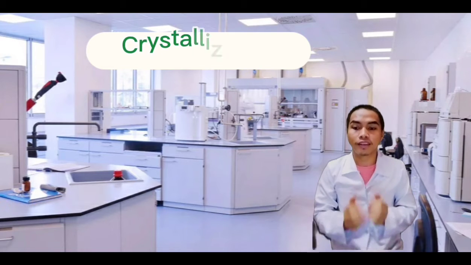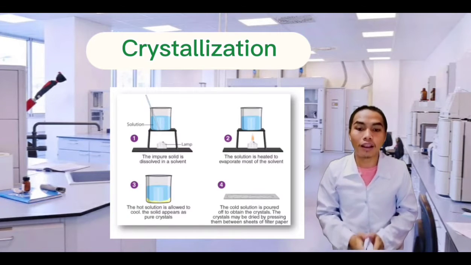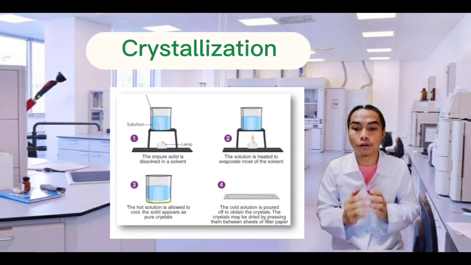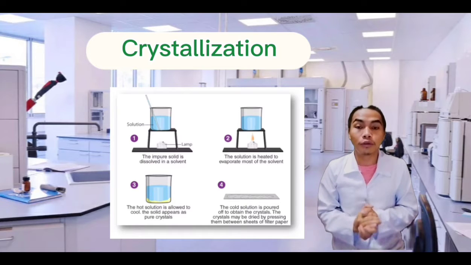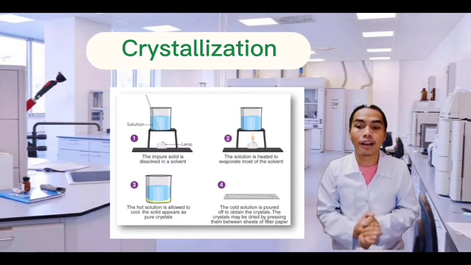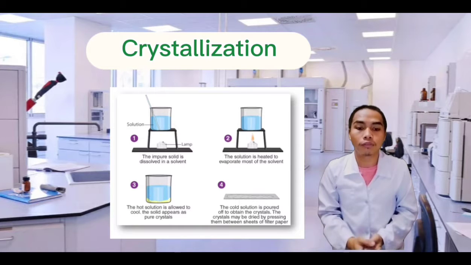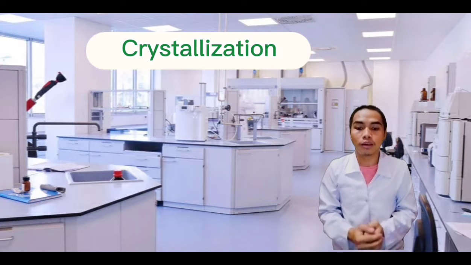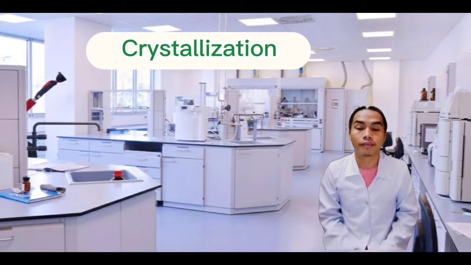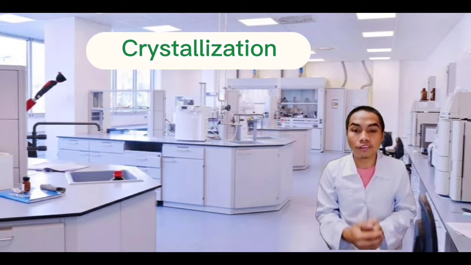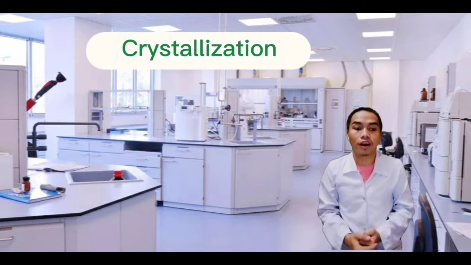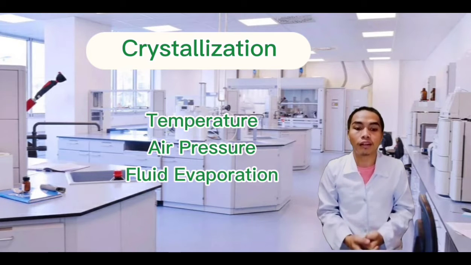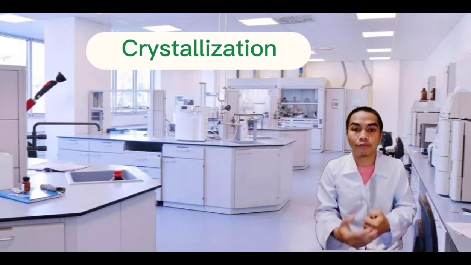Next, we have crystallization. It is the natural or artificial process by which a solid forms, where the atoms or molecules are highly organized into a structure known as a crystal. Some of the ways by which crystals form are precipitating from a solution, freezing, or rarely, deposition directly from a gas. Attributes of the resulting crystal depend largely on factors such as temperature, air pressure, and in the case of liquid crystals, the time of fluid evaporation.